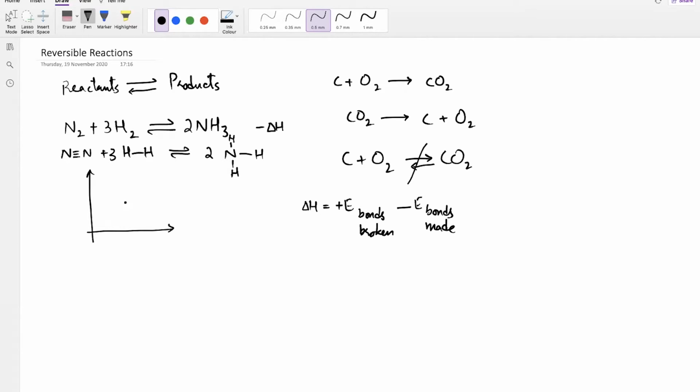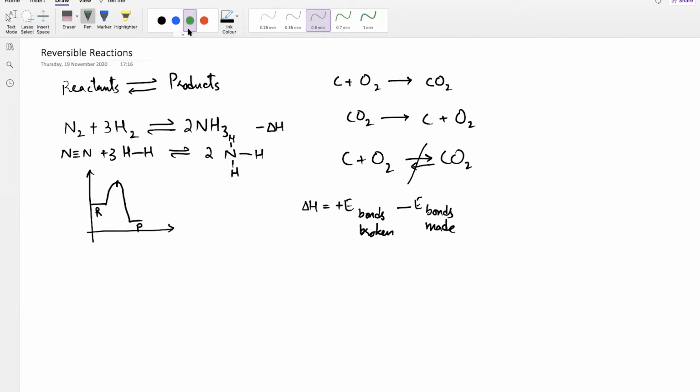So in the case of this ammonia being made, I know that this is exothermic, which means they start at a certain level, go up, go down, and then the final level is lower than the first level. This is reactant, this is product, and this is how it proceeds. The system rises to a certain level. This is where it starts to go down.